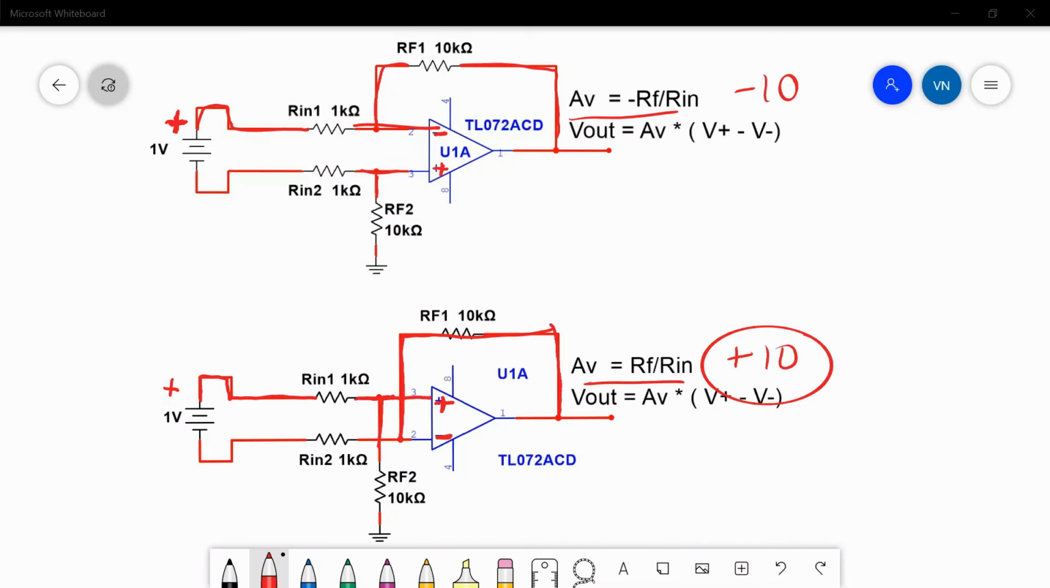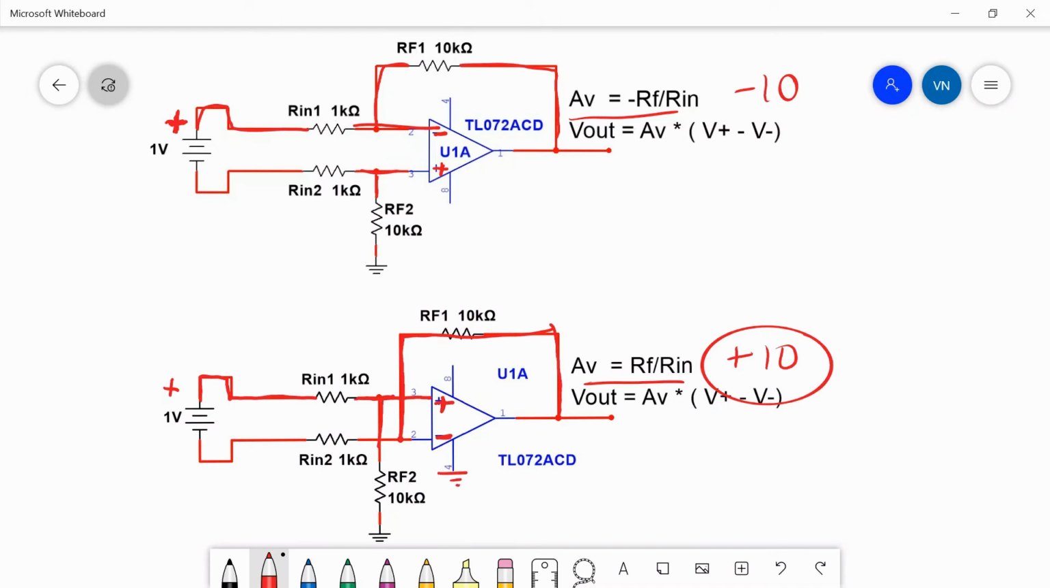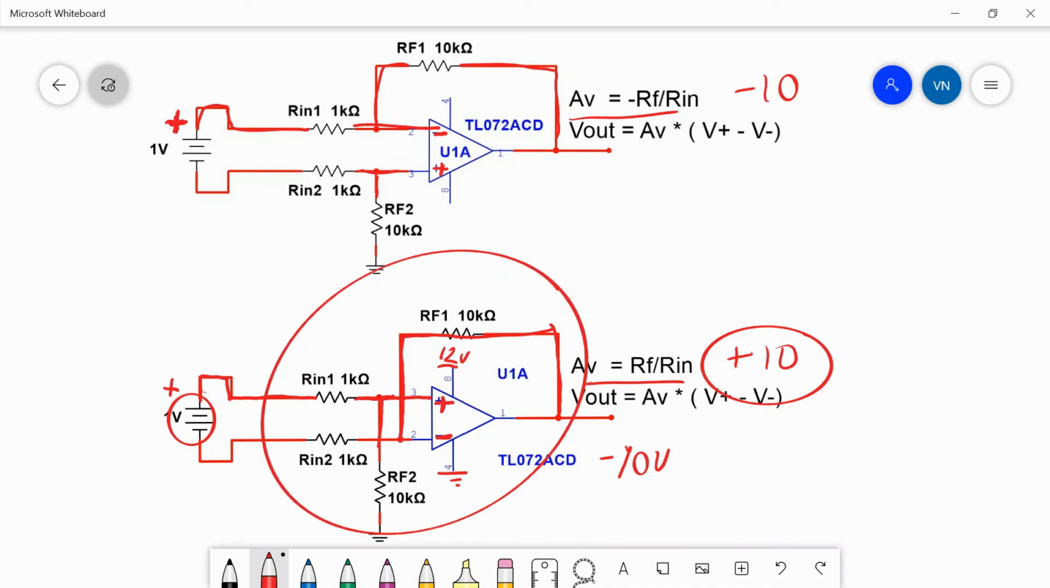So when would we use this second method of drawing? Well, if you've got a single supply op amp circuit that is, let's say, powered with 12 volts and ground, you don't have a negative voltage to output. So thinking of applying 1 volt to the input of the circuit and getting out minus 10 volts just doesn't work. So if you draw it like this, now when we put 1 volt on the input, we would get positive 10 volts out. So in this case, the AV is plus 10, makes some sense.